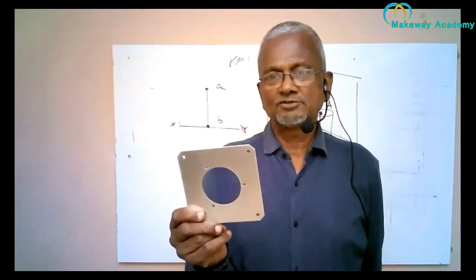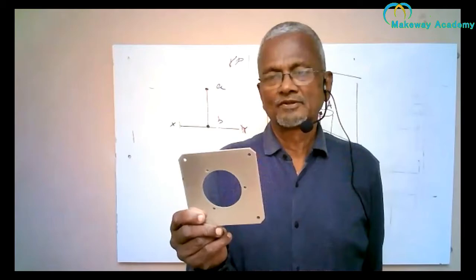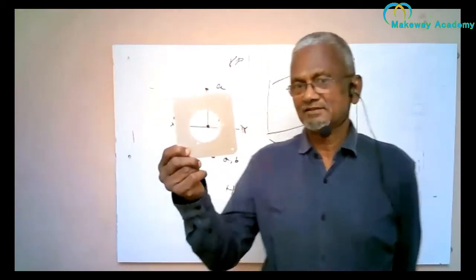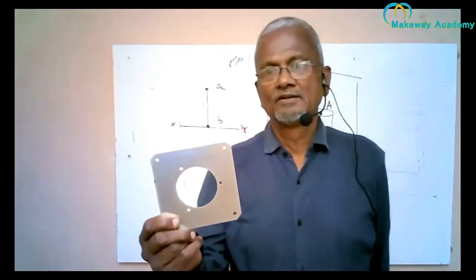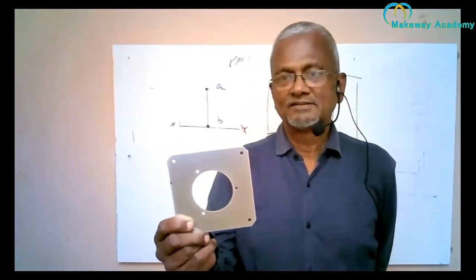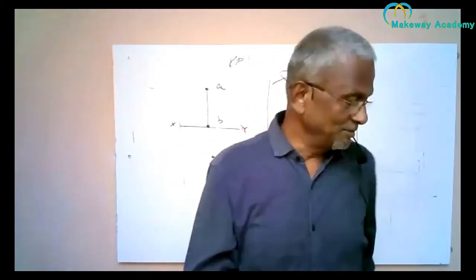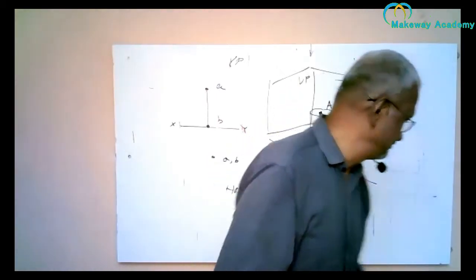Now, what is the top view, front view? In the front view, I keep it like this. In the front view, the hole is seen. This hole is represented as a circle. So let me draw the front view.